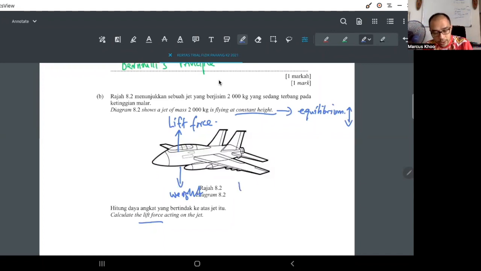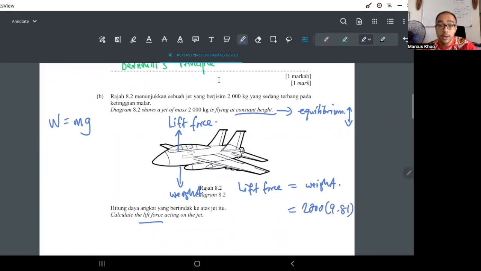So the lift force is actually equal to the weight. And we can calculate the weight because weight equals mass times gravity. So it's 2000 times 9.81. Okay, 2000 times 9.81 will give you 19620 newtons. So the key word to understanding this question is the phrase constant height. That will give you the up-down equilibrium.